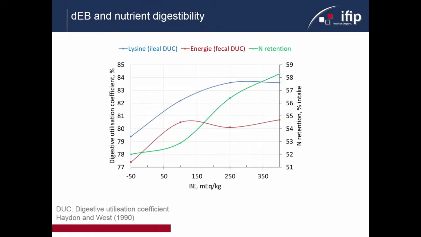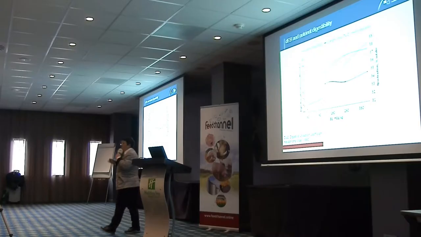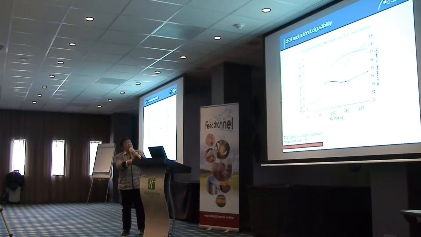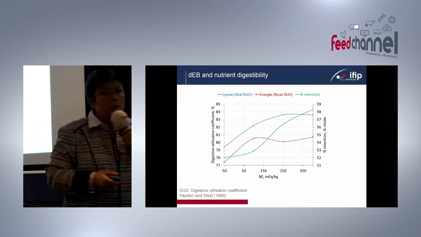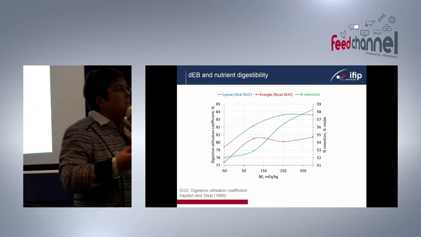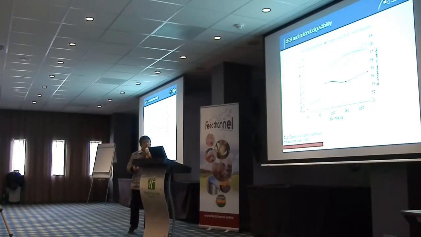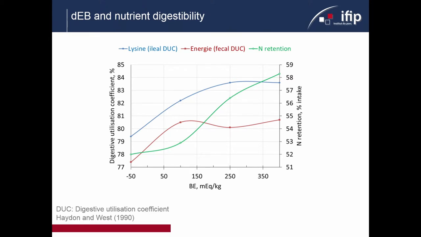animals. Another criteria was the digestibility of the other components of the diet, where Aiden and West indicated that when you decrease at too low levels the electrolyte balance, then you start to impair the digestibility here of amino acids. But also, you can see that at this point, digestibility of energy was also impaired. So it means that there are some changes in the gut also that can start to modify what the animal is able to do with the nutrients that are supplied. Those consequences was rather a big change in nitrogen retention.